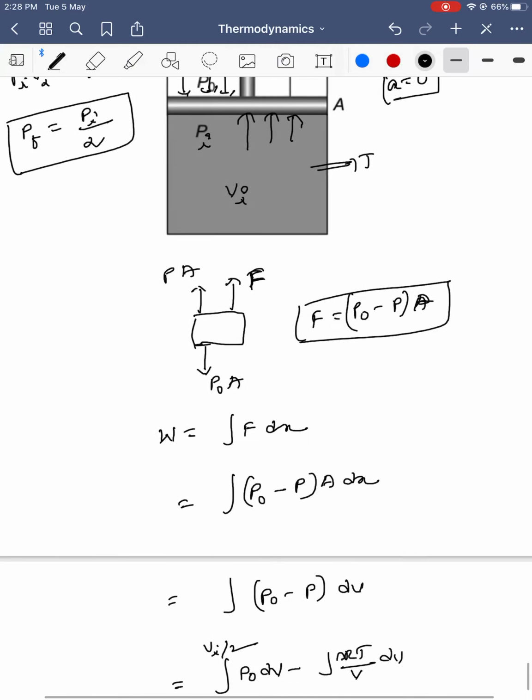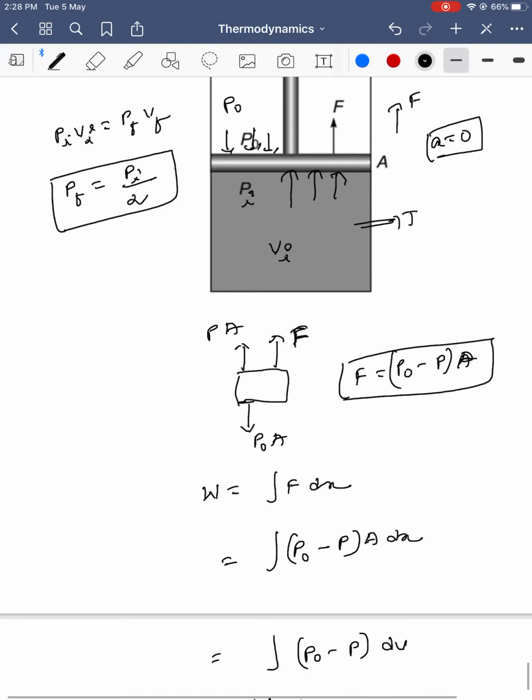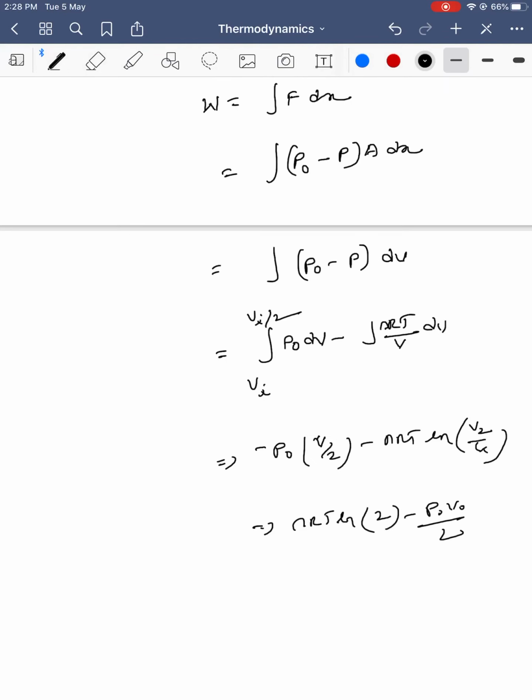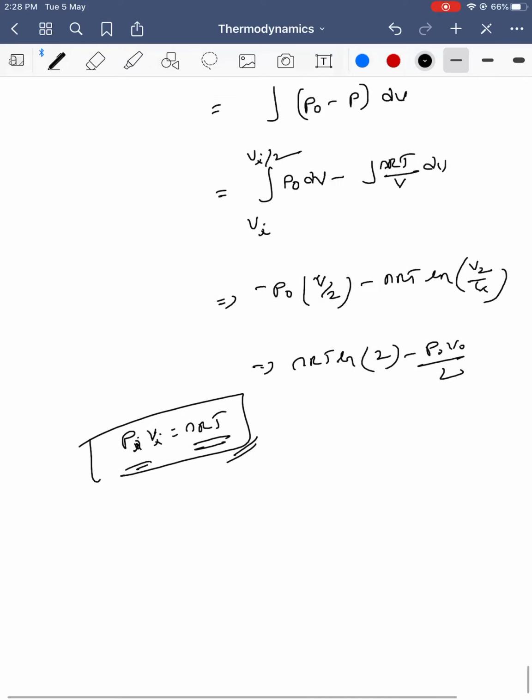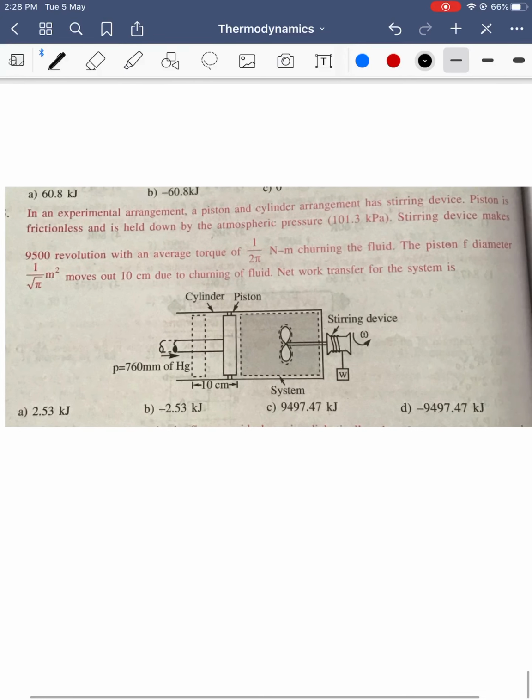The initial temperature is given. Even if you want to find it in temperature terms, initial PV is equal to nRT, so P0 Vi is equal to nRT with the initial temperature. Okay, let's go to the other question. These are the questions which are mentioned in your material.